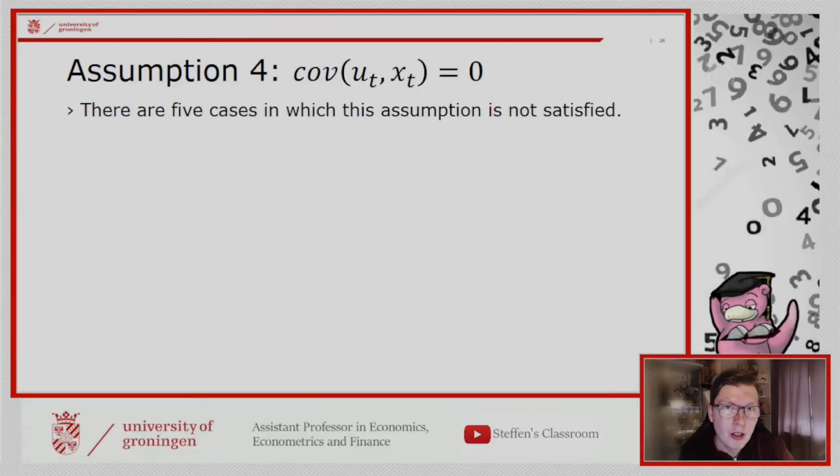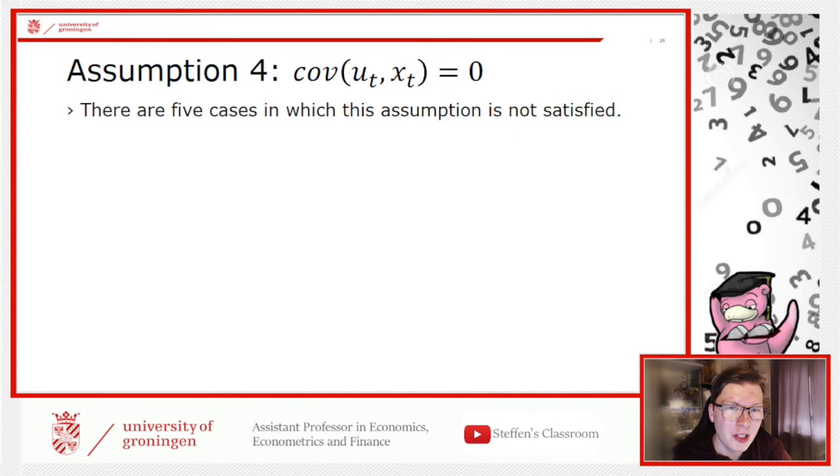Welcome back to the second part of today's lecture for assumption number 4, which is more commonly known as the endogeneity assumption. We assume here that the covariance between the error term and your right-hand side variables is zero, that is, that they are not related to one another. There are actually 5 cases we have to be aware of.